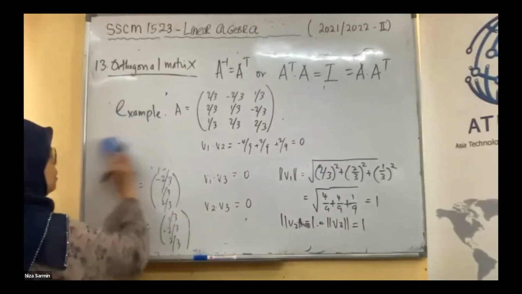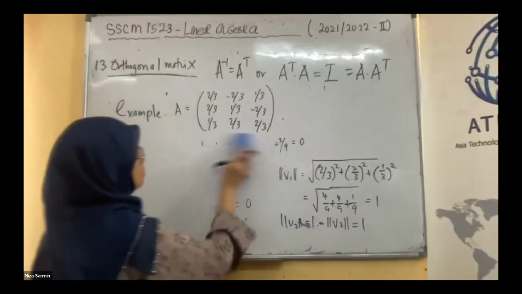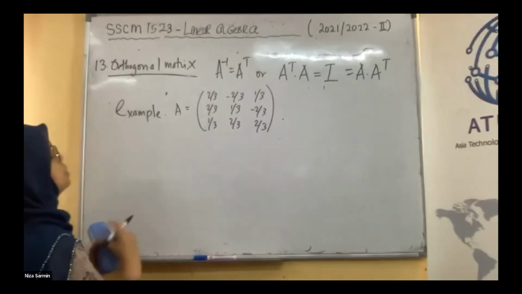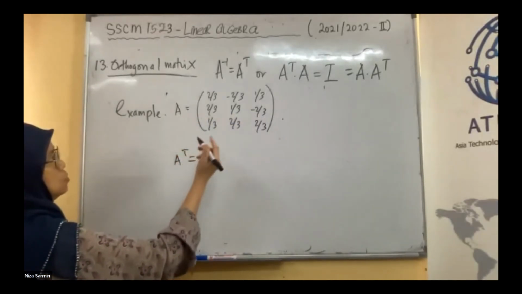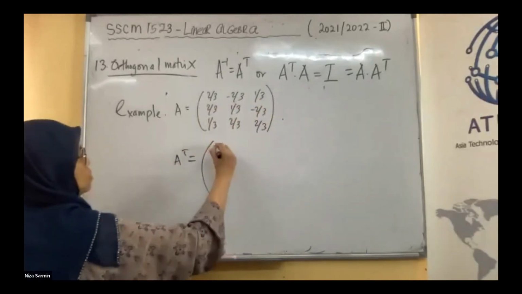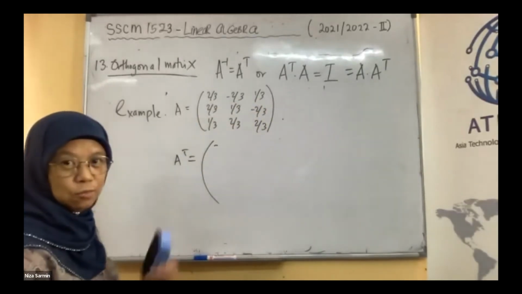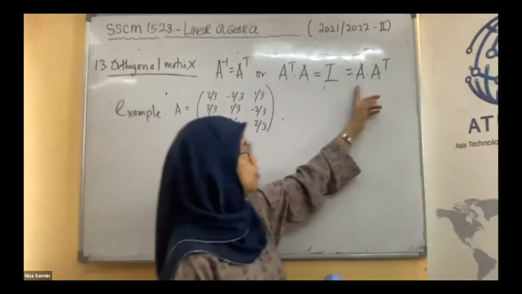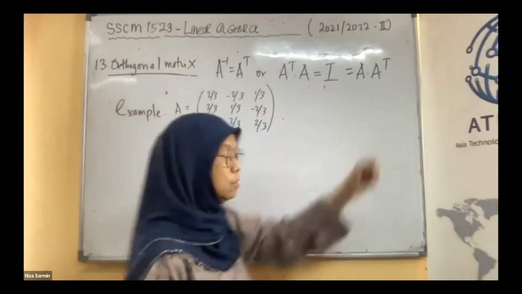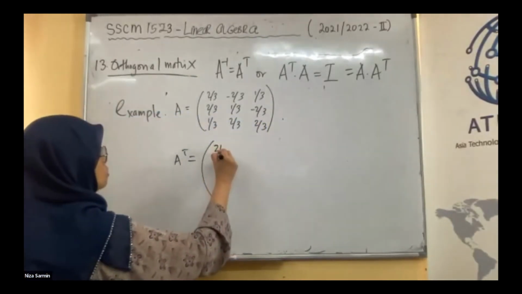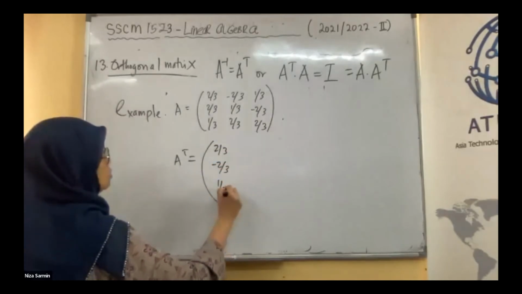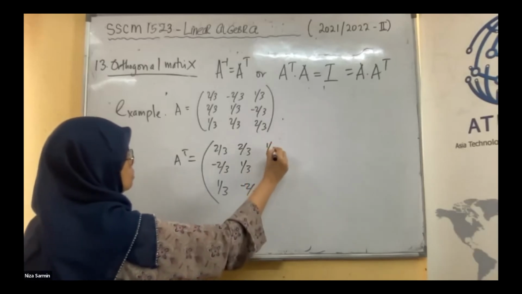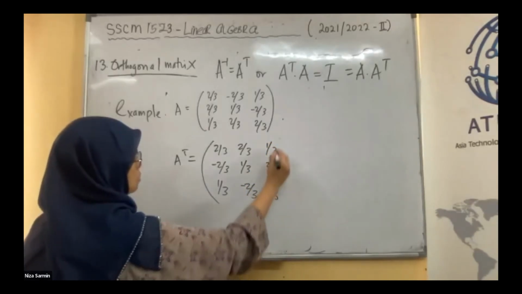Okay. So I will erase this, and we start with the multiplication. Alright, so A transpose is equal to, you just copy the row as column. Then you multiply, and then you show it's equal to I, whether you do it from left or from right. Okay? So A transpose is 2/3, negative 2/3, 1/3, 2/3, 1/3, negative 2/3, 1/3, 2/3, 2/3.